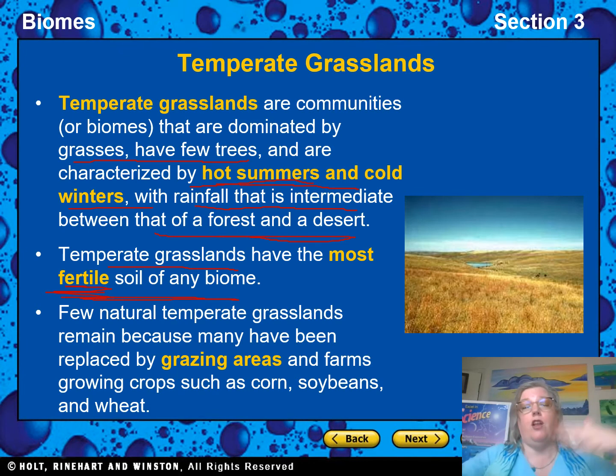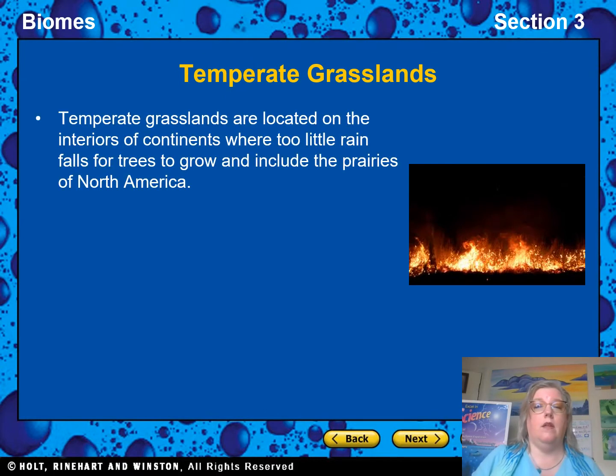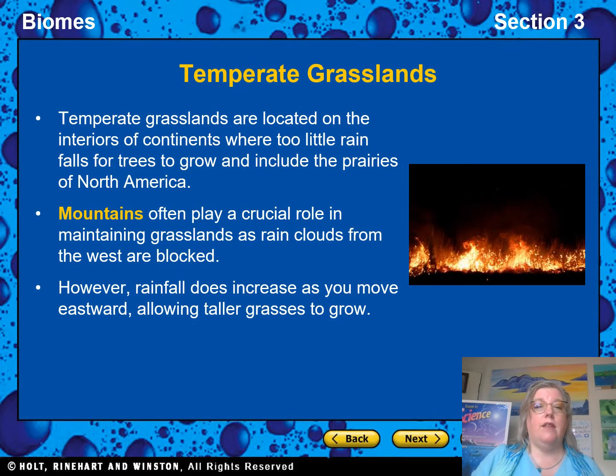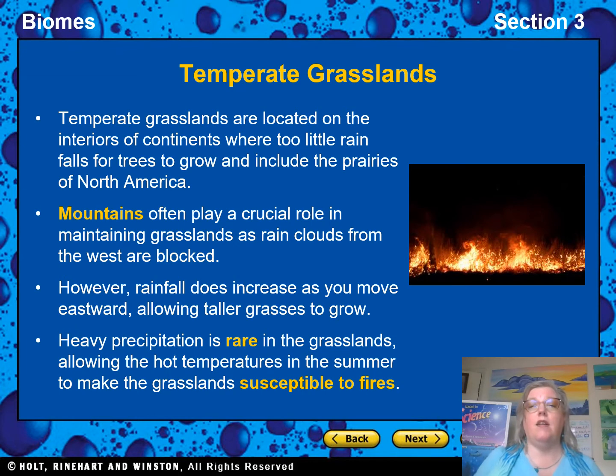Most of them are full up with farms because they have so much fertile soil. So very few natural temperate grasslands remain because they've been replaced by grazing areas and farms growing stuff like corn and soybeans and wheat. Now, the temperate grasslands are located on the interiors of continents.